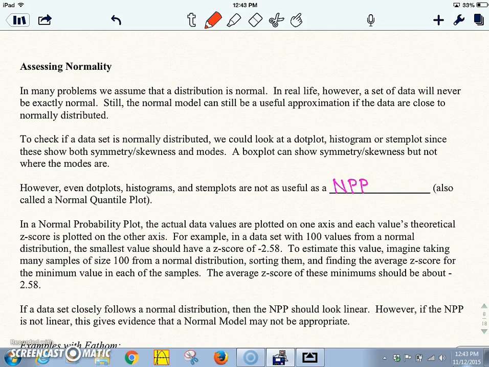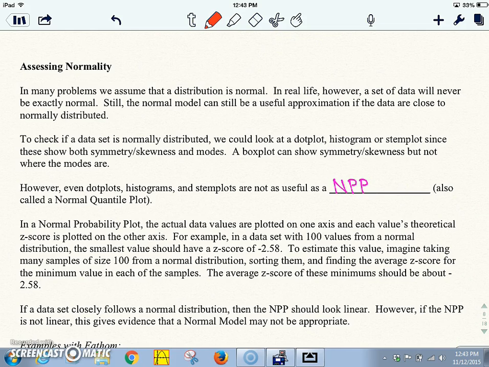However, even dot plots, histograms, and stem plots are not as useful as an NPP or an NQP, which is a normal probability plot. In a normal probability plot, the actual data values are plotted on one axis, and each value's theoretical z-score is plotted on the other axis. For example, in a data set with 100 values from a normal distribution, the smallest value should have a z-score of negative 2.58. To estimate this value, imagine taking many samples of size 100 from a normal distribution and sorting them, and finding the average z-score for the minimum value in each sample. The average z-score of these minimums should be about negative 2.58. We can talk about that in class.